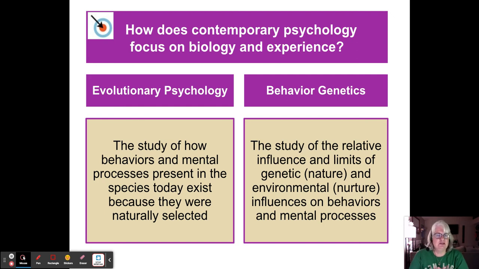We also have another subfield of psychology called behavior genetics. Behavior genetics looks at the influence and the limits of both the genetic, which is nature, and the environmental, nurture, and how they affect behavior and mental processes. So evolutionary psychology is all about everything being there because of natural selection. Behavior genetics looks at the role of environment as well as genetics.